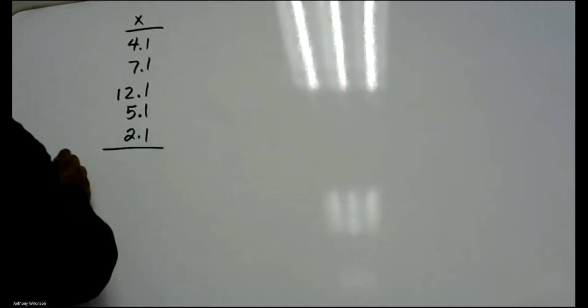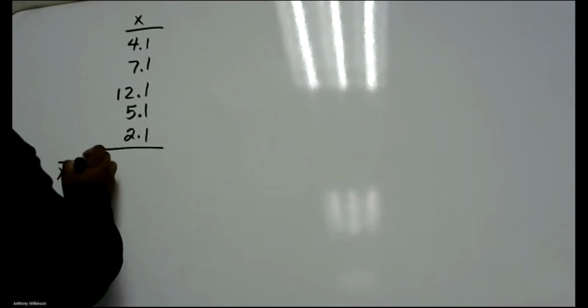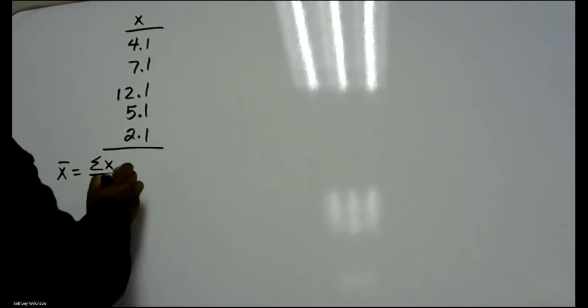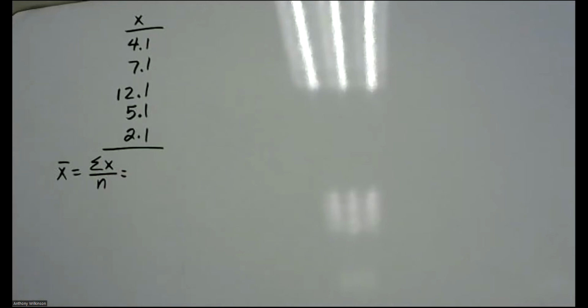So if I want to find out what x bar is, which is what the mean is, I just take the sum of these numbers, and I'm using this Greek letter sigma for the sum of the x's divided by n. That Greek letter right there is sigma, meaning the sum, in case you haven't seen that before.